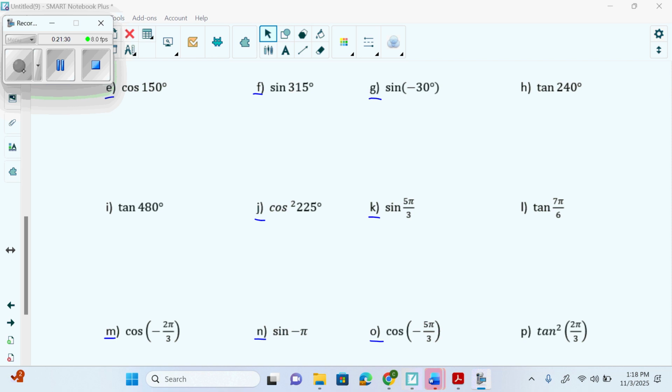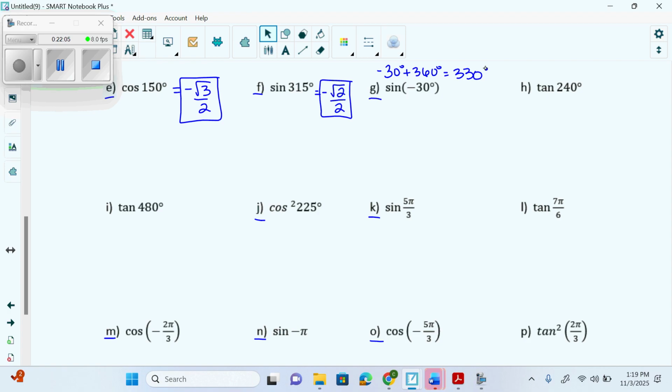Cos of 150 is x at 150. What's x at 150? Negative root 3 over 2. Okay, sine at 315 is the y at 315, which is negative root 2 over 2. Remembering, we could check these in our calculators, correct? Negative 30, I could just follow it down 30 degrees and it lands on 330. But if that's hard for you to visualize, you can go negative 30 plus 360 and say that's the same as 330. So sine of 330. What is sine at 330? Negative 1/2.